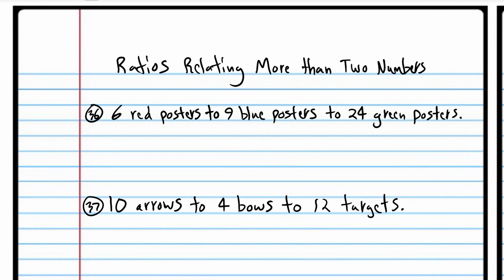Now we're going to do ratios relating more than 2 numbers. 6 red posters to 9 blue posters to 24 green posters. When you have more than 2 numbers, the ratios work in the same way. You can divide all the numbers by the same number, or you can multiply all the numbers by the same number. So we can divide all, if you want to reduce this ratio, just divide all the numbers by 3. First let's write the ratio. So you need 2 colons on this. Divide all numbers by 3 and you get 2 to 3 to 8.